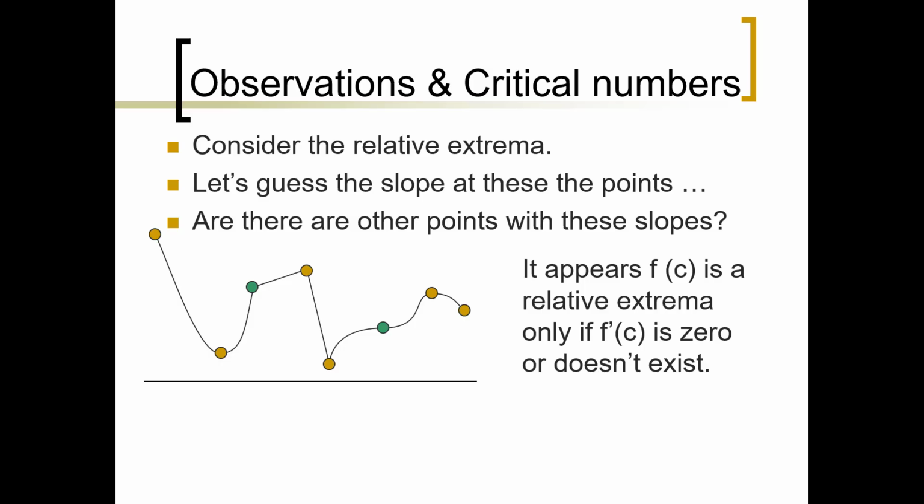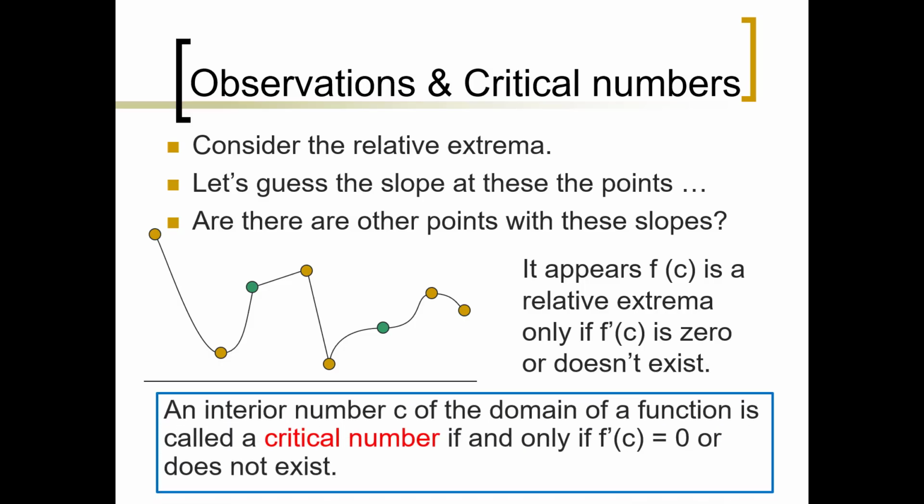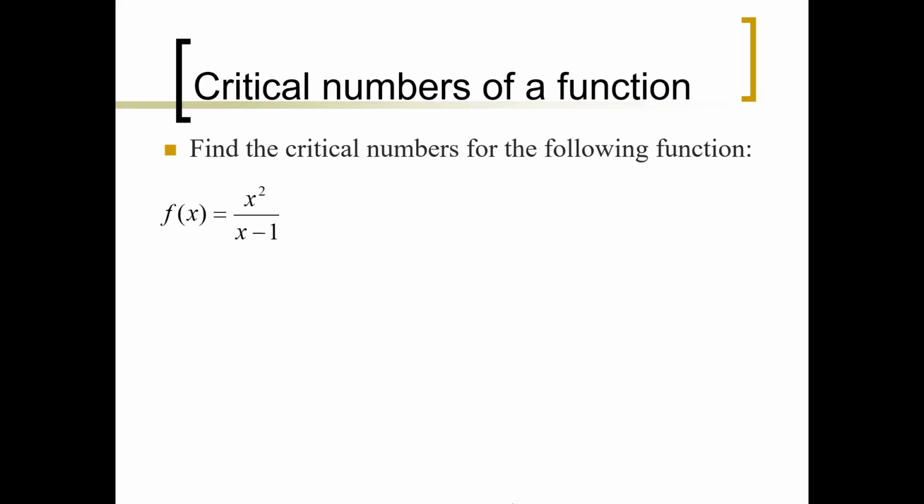But it does appear that if you have a relative extrema, then either the derivative at that x value is 0 or just doesn't exist. For that reason, we're going to define any value in the interior of the domain where the derivative is 0 or doesn't exist. We will call that a critical number. Notice critical numbers now must be in the interior of the domain, and it must be in the domain of the function, of course.